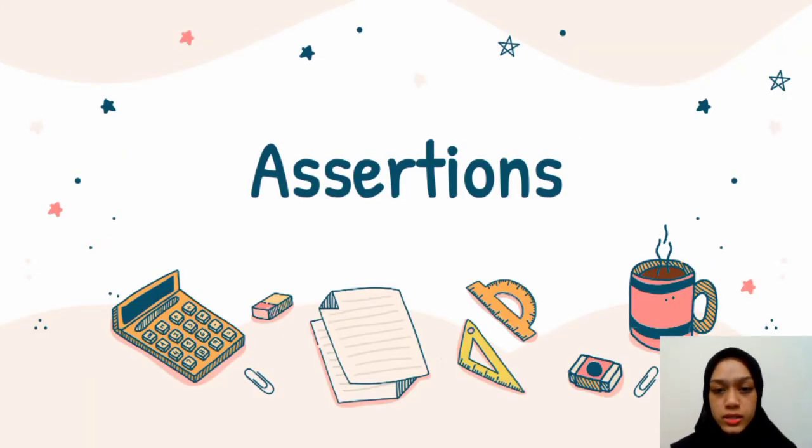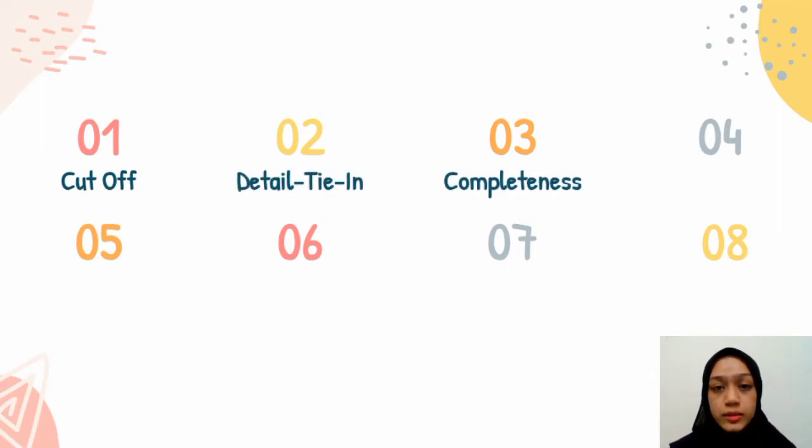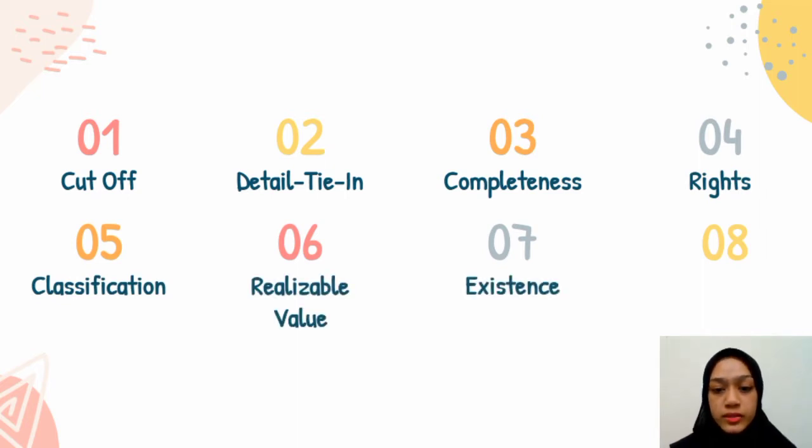There are 8 assertions which are related to the inventory and warehousing cycle. The first one is cut off, and then detail tie-in, completeness, rights, classification, realizable value, assistance, and accuracy.